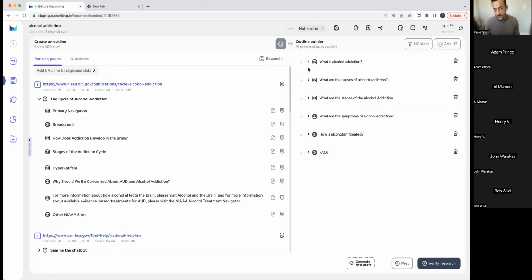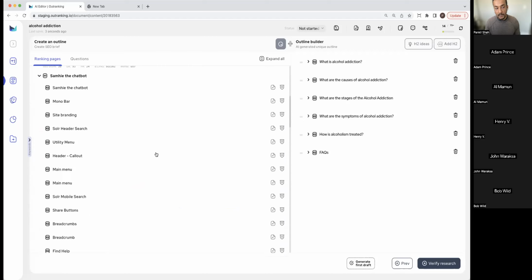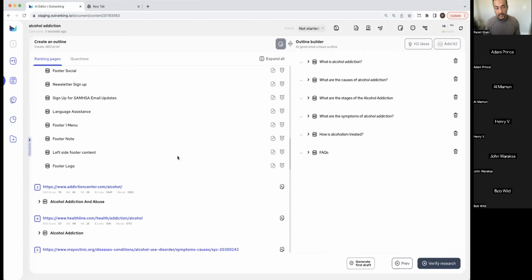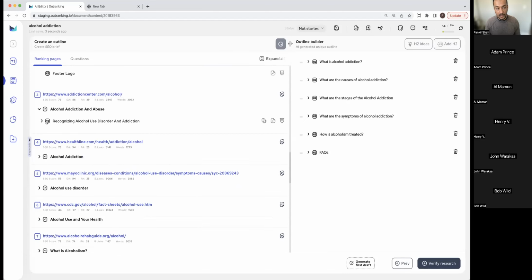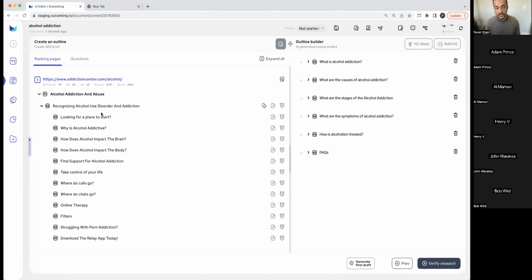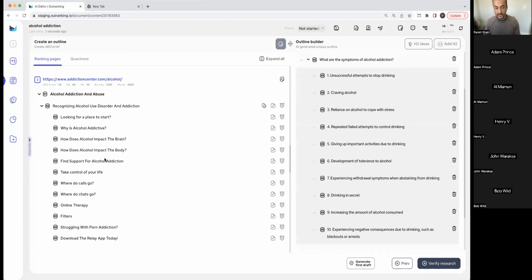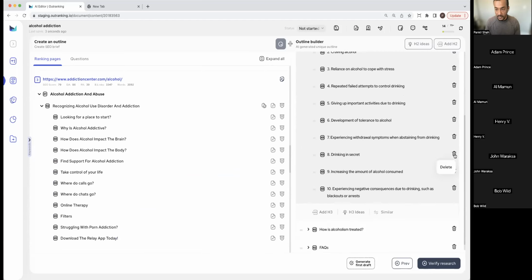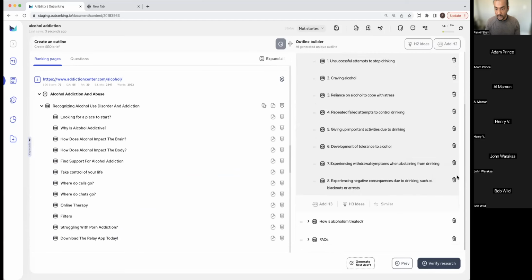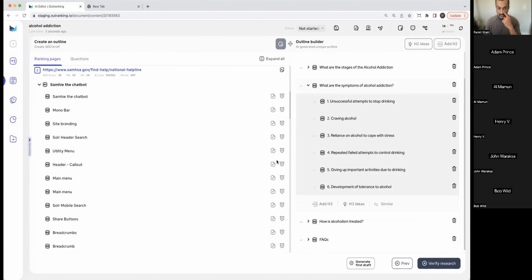Either way, you start building out the structure by looking at some of the ranking pages and making sure that what you have is the most comprehensive of what other people have used. Recognizing abuse disorder, right? There's a bunch of questions, and those are the symptoms that people have listed, like it impacts your brain, productivity, and so on. There are many things, so let me delete some of these and make the content a little shorter, so it's easier for us to generate the first draft.